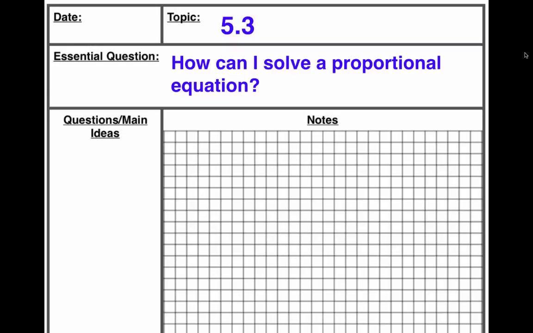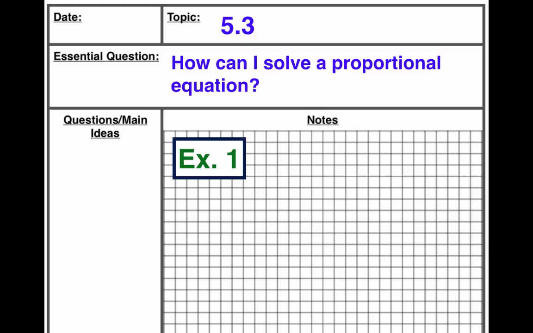Hey guys, we're doing another Chapter 5, Section 3 video here for you. We're working on proportions, that is, if you're following along in our textbook. If you're not, that's okay too. How can I solve a proportional equation? That's what we're going to work on today. How can I solve a proportional equation? Well, let's get into it.